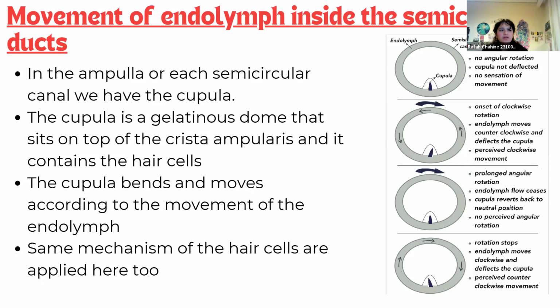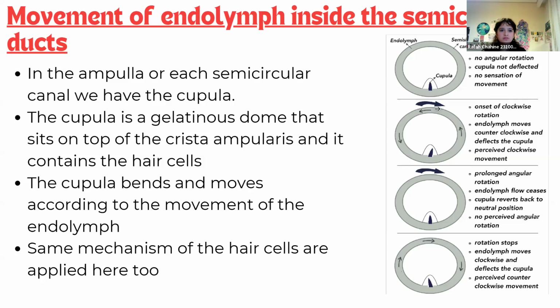So this same mechanism of depolarization, tip links, and all that kind of stuff applies here. This time we don't have otoconia or otoliths. We don't have the calcium carbonate stones. It's just the same exact mechanism that we saw previously in the cochlea. But this is when it's fully stable. We have no angular movement, no rotation, nothing is moving.